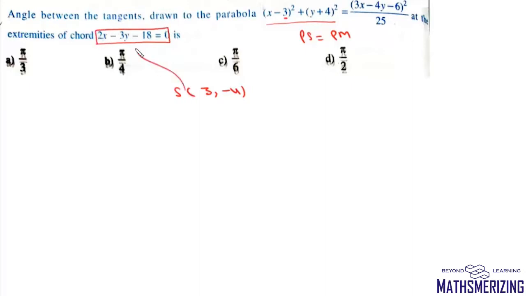So we'll put the value of focus in this equation. We'll get this equation as 6 plus 12 minus 18, which is 18 minus 18 equals 0. So that means focus lies on this chord. So this chord is actually a focal chord. And we know this result, that the angle between the tangents at the extremities of a focal chord is 90 degrees. So that means the answer to this question is pi by 2, and that's your option number D.